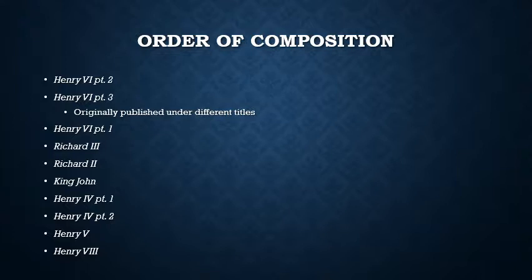But by 1623 and the publication of the folio, we see that the titles have been changed to create a link between them. So we have the first part of Henry VI, the second part, the third part. They're changed in order to make them link together as part of a whole.